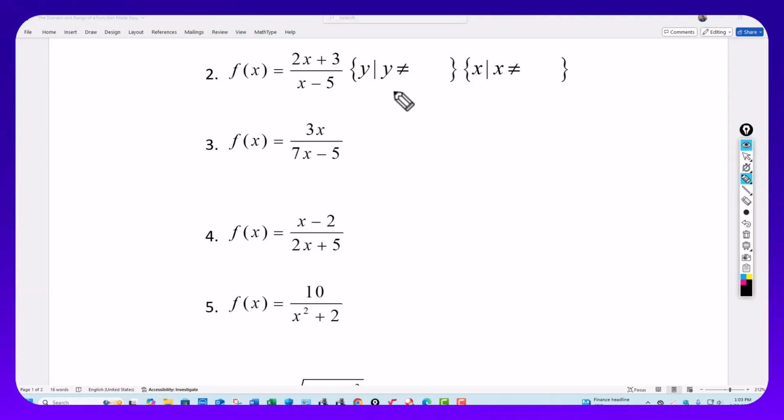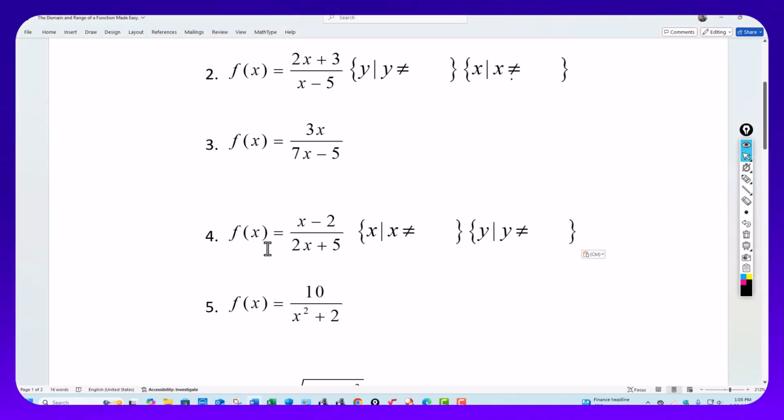Now for number 3, looking at the domain now, just look at the denominator. What number makes this 0? Take the 5 over, that's 7x. Divide both sides by 7. So for the domain, it's all numbers except 5/7. Now for the range, again, we look at the shortcut. So it's coefficient of the x on top over the coefficient of the x in the bottom, is 3 over 7. So y cannot be 3/7. And that's your domain and range for the third one.